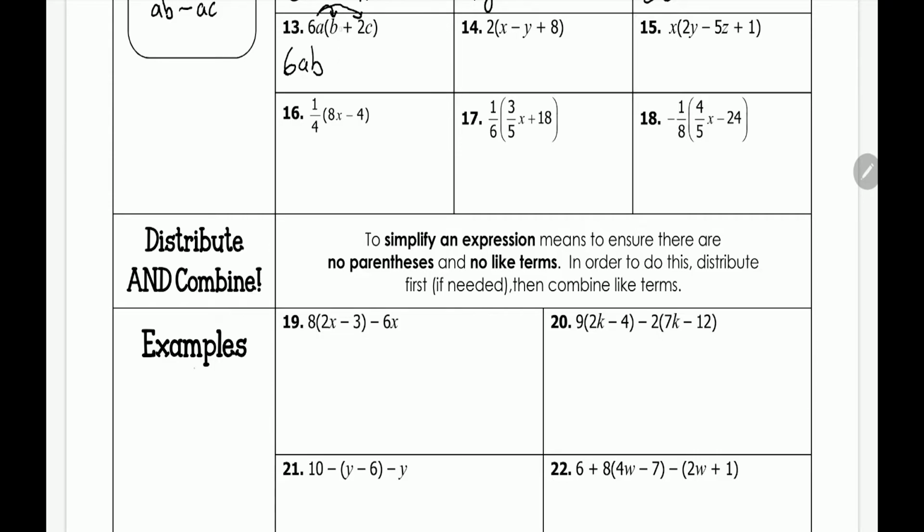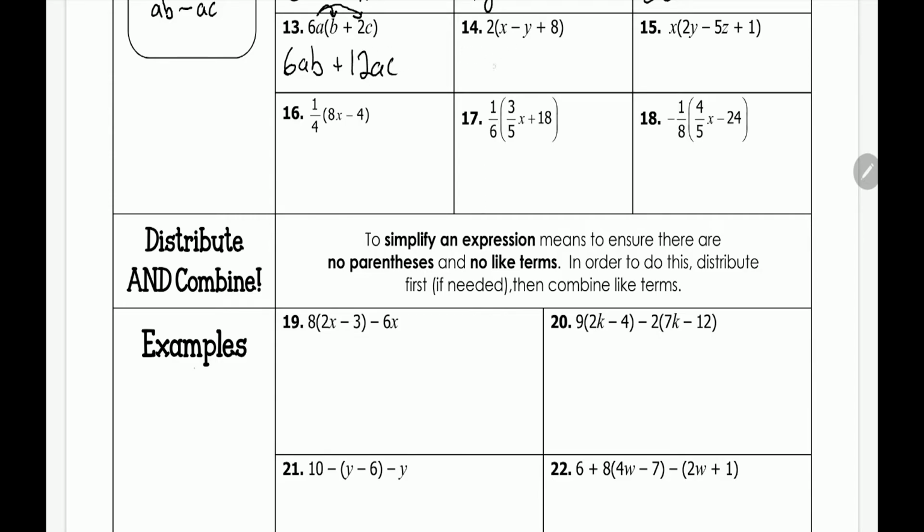We take the sign that's in between, so that's plus. And 6a multiplied by 2c. Well, since we're multiplying two things with variables, we're going to multiply the coefficients. So what's 6 times 2? It's 12. And then our variables are a and c. And since this is not ac and this is not ab, and they don't have the same variables in common, we cannot combine like terms, and this is our final answer.